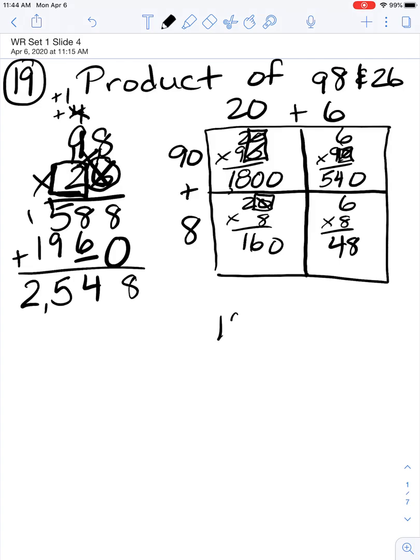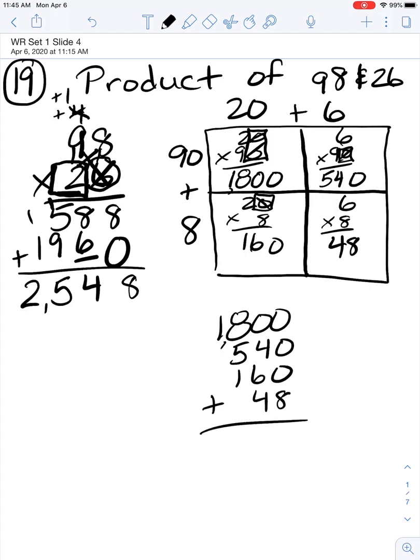So I'm going to start by adding 1,800 and 540 and 160 and 48. When I add that, I've got 0. I know 6 plus 4 is 10, plus 4 is 14. Love to make those tens. Here's another 10. 1 plus 8 plus 1 is 10, plus 5 is 15. And we got the same thing. Same product.